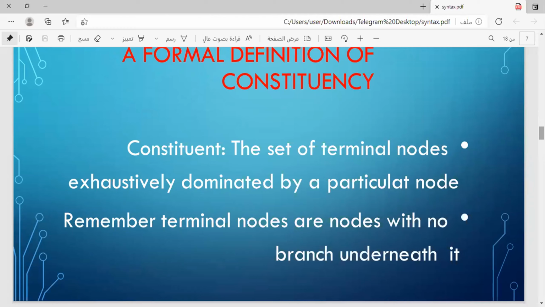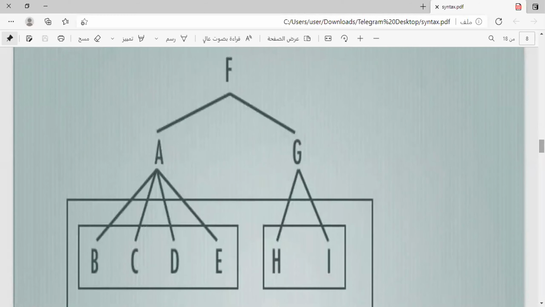The formal definition of constituency: a constituent is a set of terminal nodes exhaustively dominated by a particular node. Terminal nodes are nodes with no branch underneath them. We say that in this tree, we have A, which is a constituent that consists of B, C, D, and E. And we have another constituent, which is G, that consists of H and I. And we have a larger constituent, which is F, that consists of B, C, D, E, H, I.